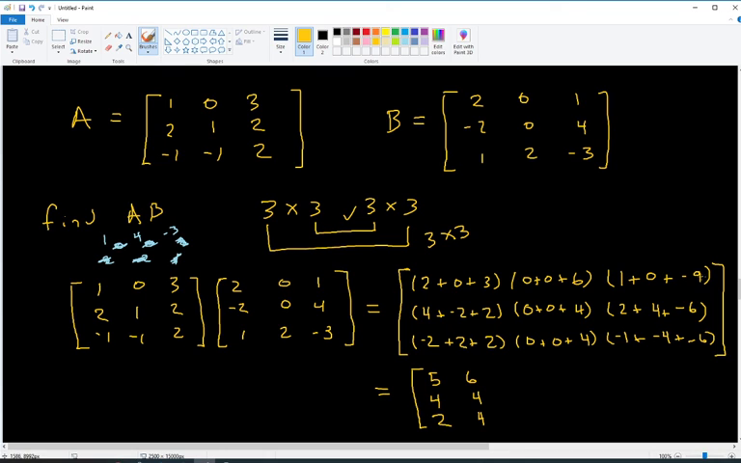1 plus nothing, take away 9 is negative 8. 2 plus 4 is 6, take away a 6 is 0. And negative 1 minus 4 is negative 5. Minus another 6 is negative 11. And that is our answer. So that's about as bad as they'll get in this section of homework. And that should be all the different cases you guys need to do. So yeah, we'll stop there.